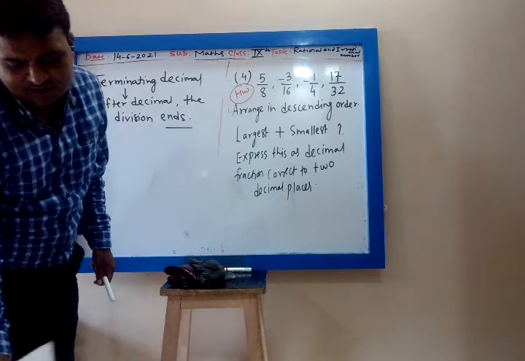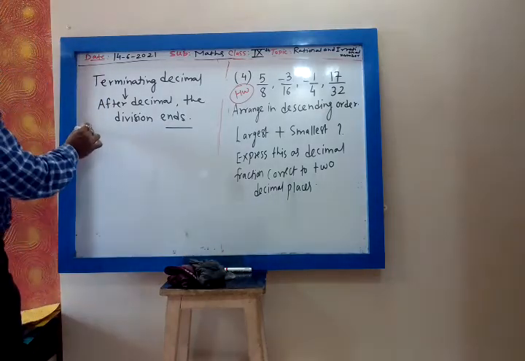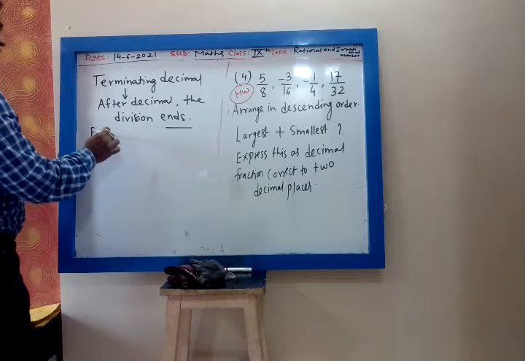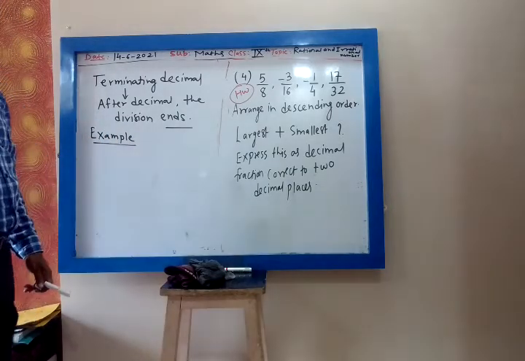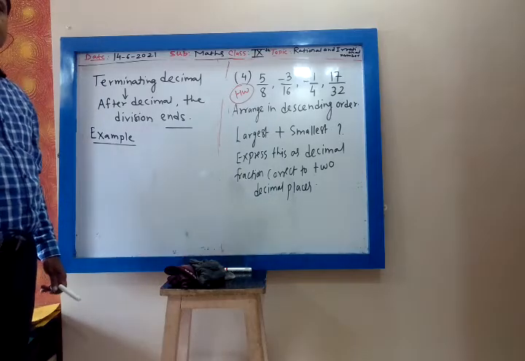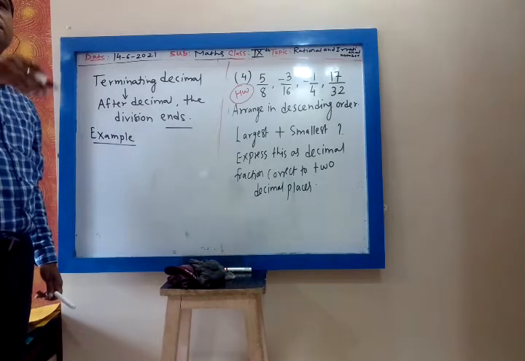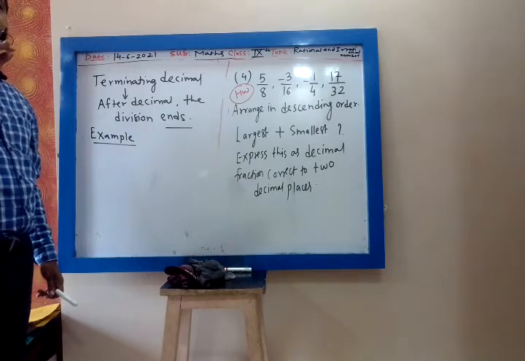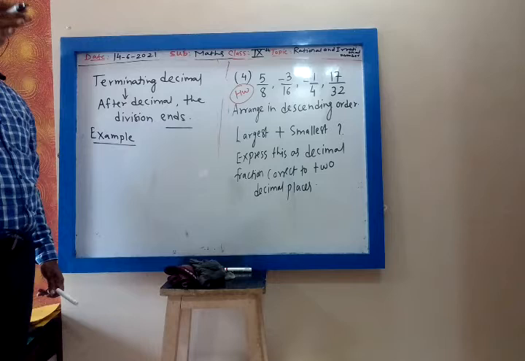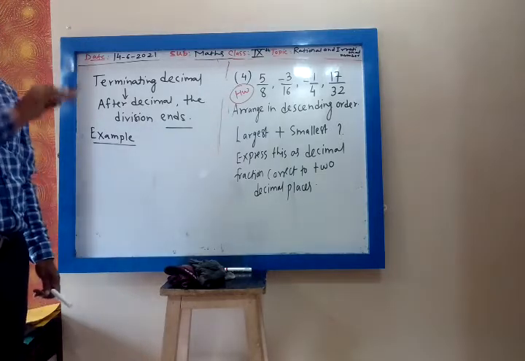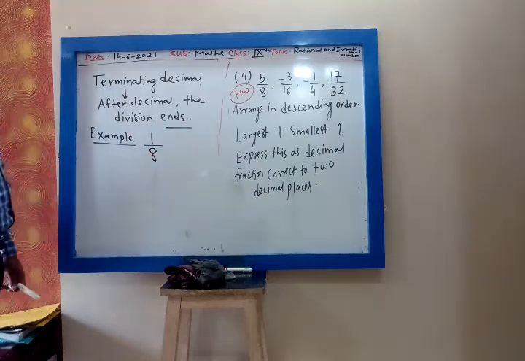It is terminating decimal because after division, it will end with some number. But what is important? The division must stop. After decimal the division stops, means after 2 digit, 3 digit, 4 digit, 5 digit the division stops, means it is terminating decimal. For example, let us take 1 upon 8.